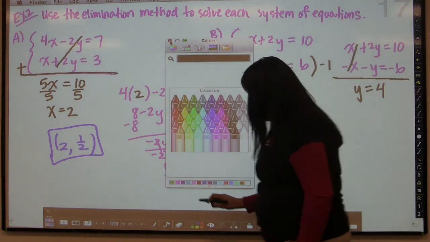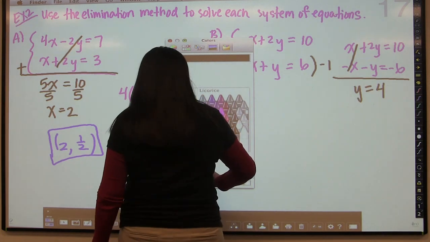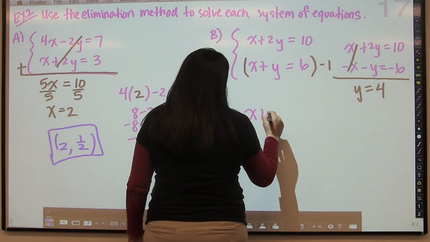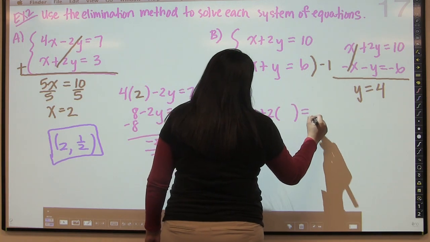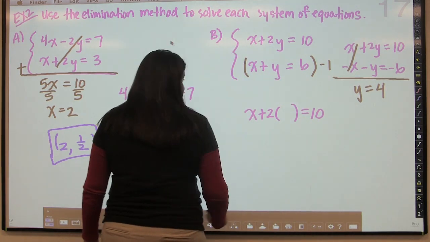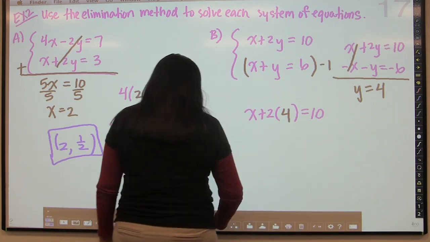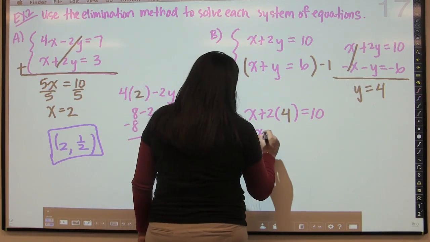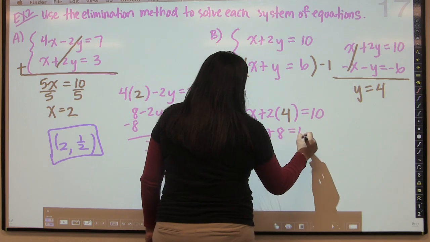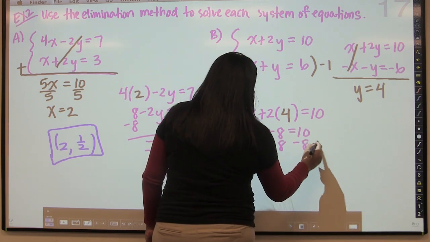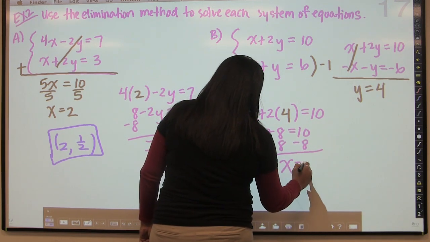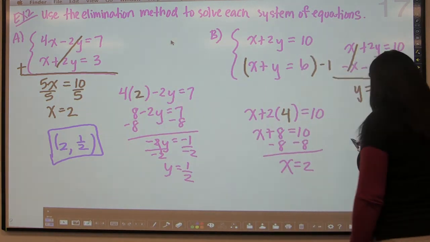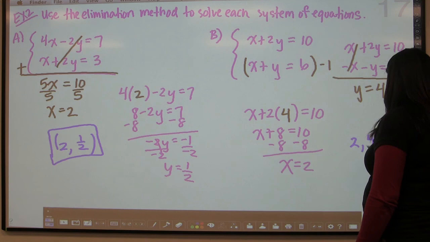And now once we find the first variable, we can just plug it in to get the second variable. So I'm going to say x plus 2 times y equals 10. Since we know that y equals 4, we can plug that in and we get x plus 8 equals 10. Subtract 8 from both sides. And now we get that x equals 2. Our last step, of course, is to write the answer as an ordered pair. X is 2, y is 4.